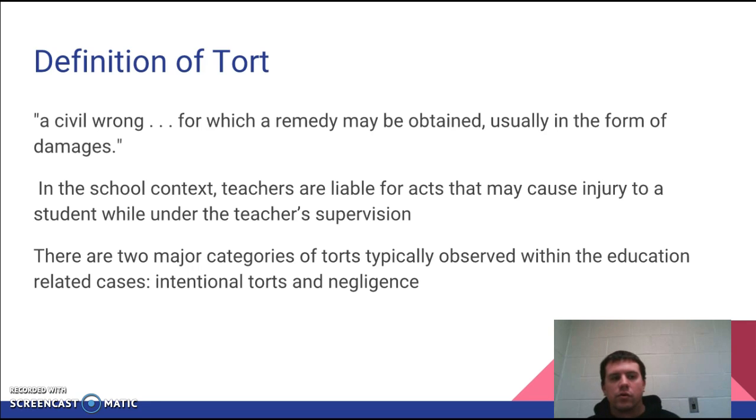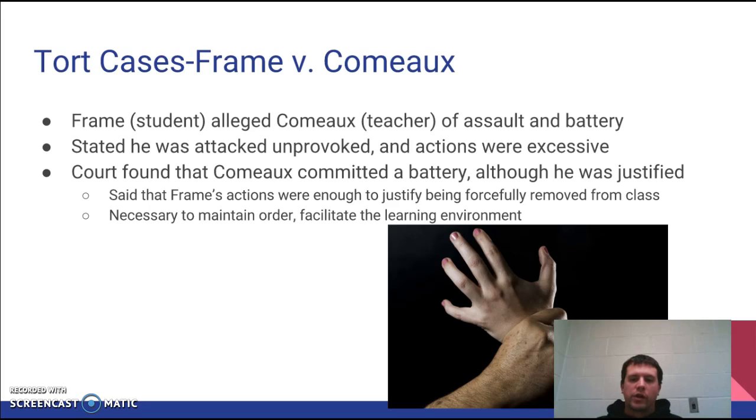First, I'm going to define a tort. A tort is a civil wrong for which a remedy may be obtained, usually in the form of damages. In the school context, teachers are liable for acts that may cause injury to a student while under the teacher's supervision. Two major categories of torts typically observed in education-related cases are intentional torts and negligence. We're going to take a look at 5 different tort cases in the education field.